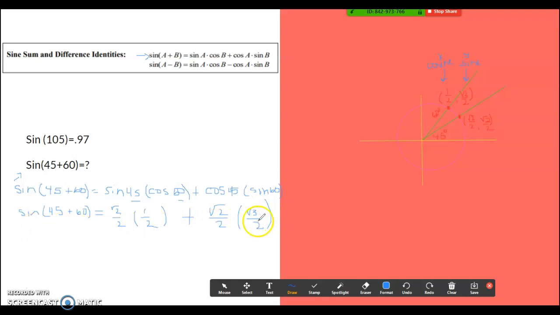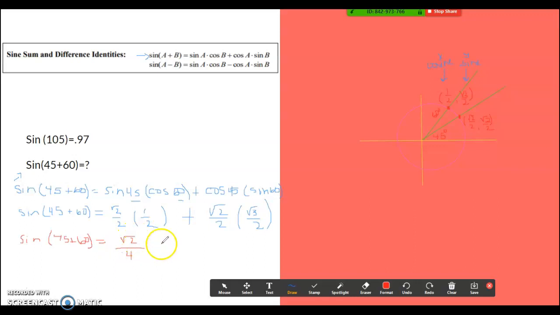Let's go ahead and simplify this expression. When we simplify radicals, remember we can multiply them, radical to radical. And with fractions, remember we're multiplying across. First, I'm going to multiply the first terms. Radical 2 times the 1 is just still radical 2, and the denominator 2 times 2 is 4.